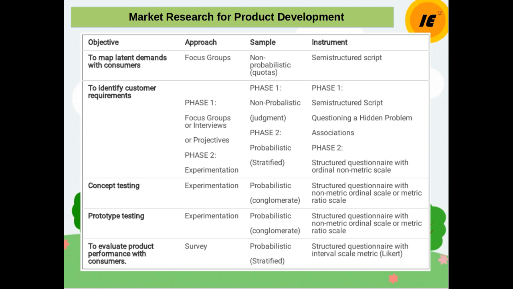Now, for the 2-phase research that will identify the requirement valued by the customer, we are talking about the sample of research. It is suggested to work with a non-probabilistic sample for the exploratory research and with a probabilistic sample for causal research.